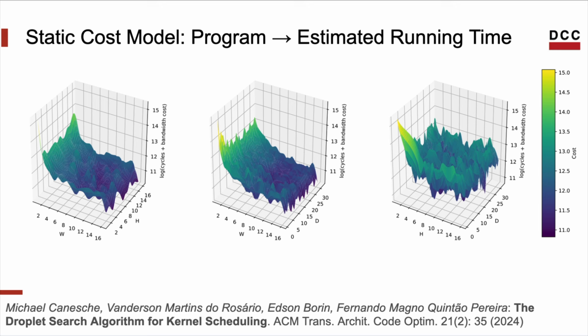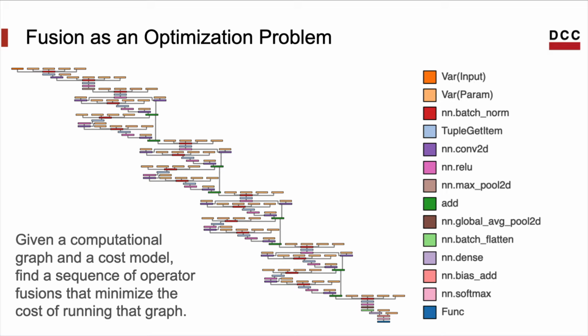Here are surfaces produced for similar programs, but this time using the cost model adopted in the XNNC compiler from Cadence Design Systems. This cost model is briefly discussed in this paper, the Droplet paper by Ganesh et al. from 2024. So, given a computational graph plus a cost model, we want to find a sequence of operator fusions that minimizes the cost of running this graph.